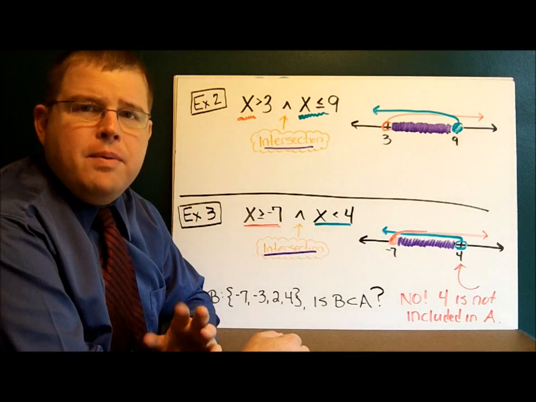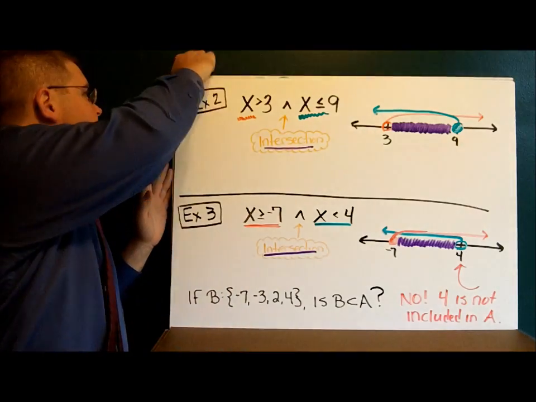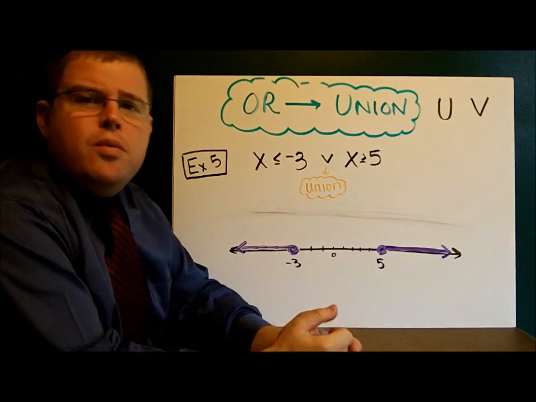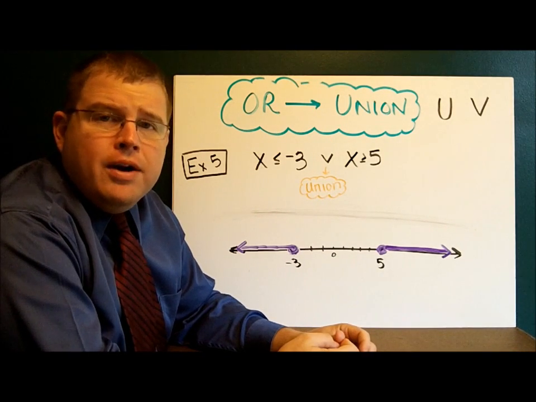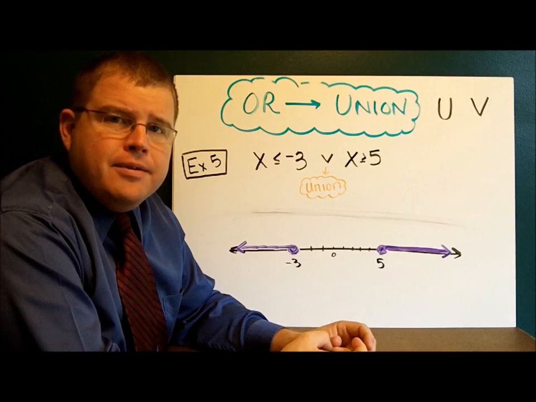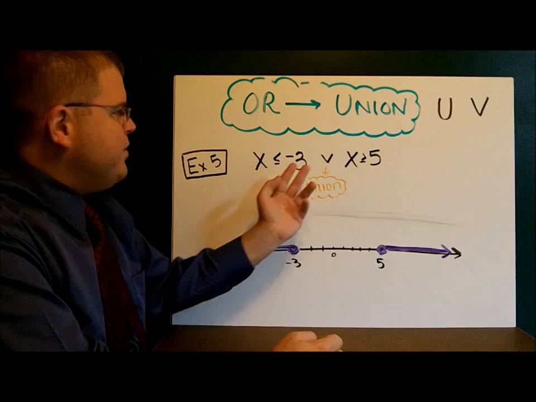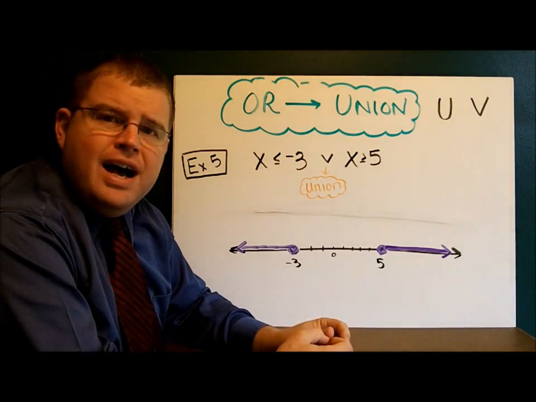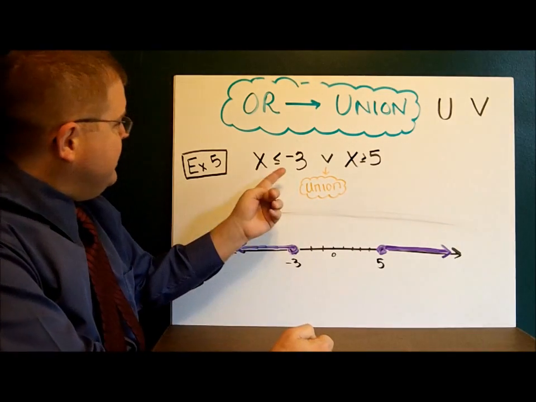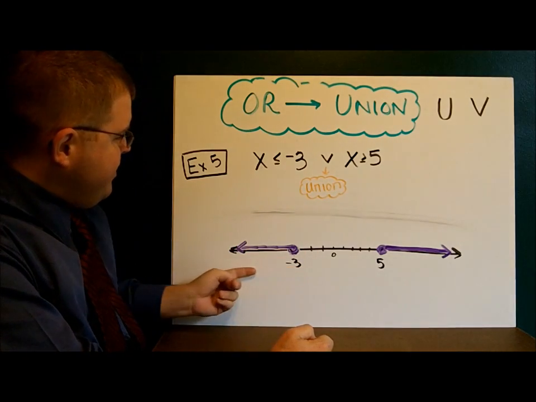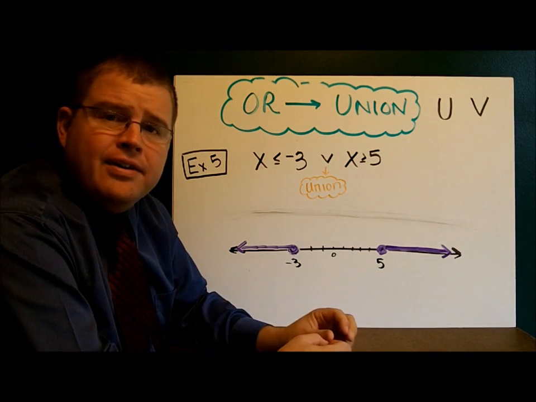Now, let's look at the other possibility. We just looked at intersection. Let's look at the union. Another word for union is the word or. So if you see the word or, you might want to think, oh, they're asking me to find the union. Here's an example. We have x is less than or equal to -3, x is greater than or equal to 5. Now, let's begin by graphing each of those inequalities. X is less than or equal to -3, we have right here. X is greater than or equal to 5, we have right there.